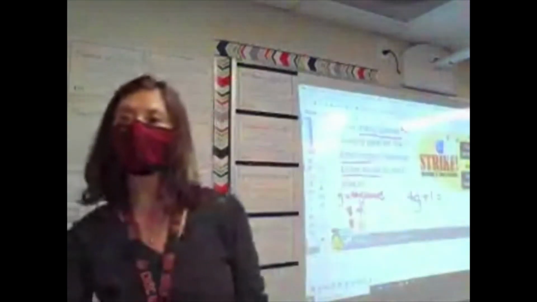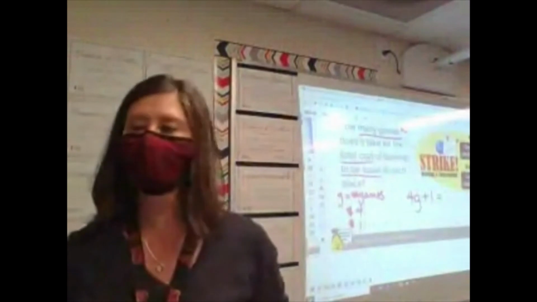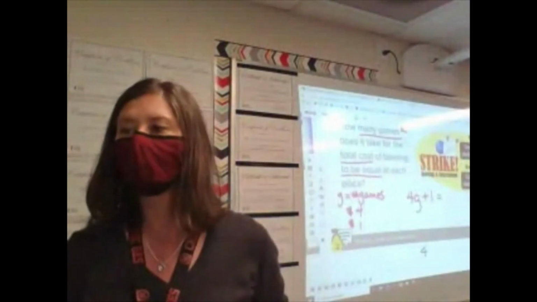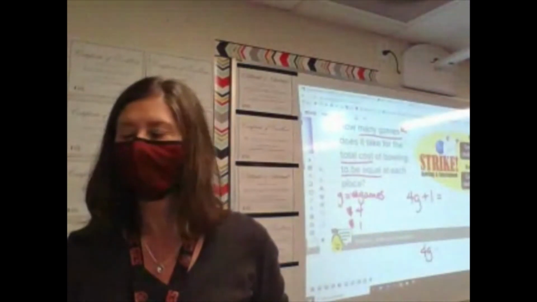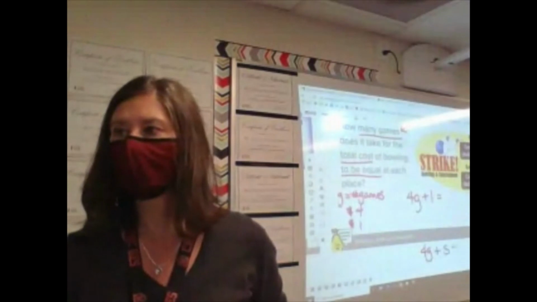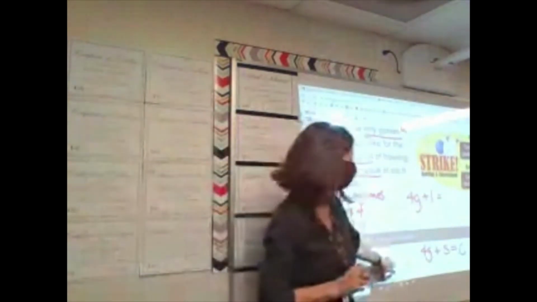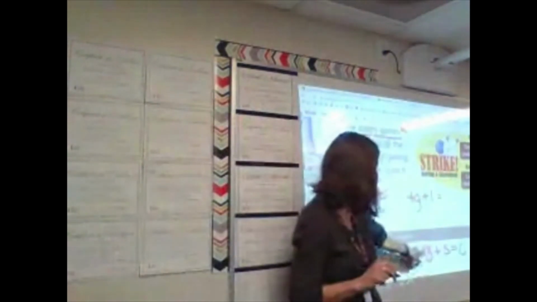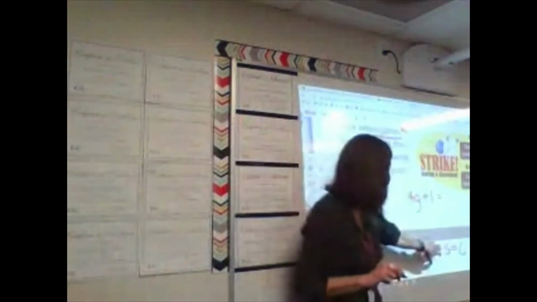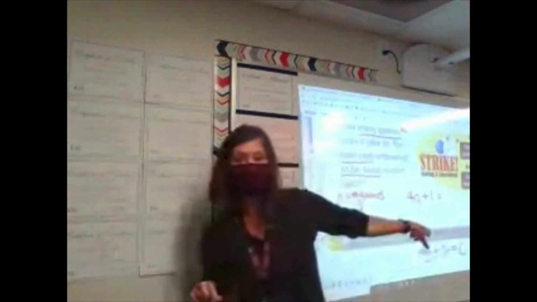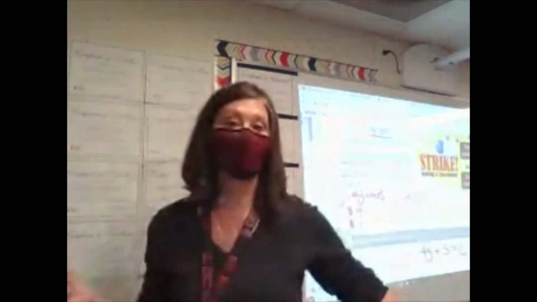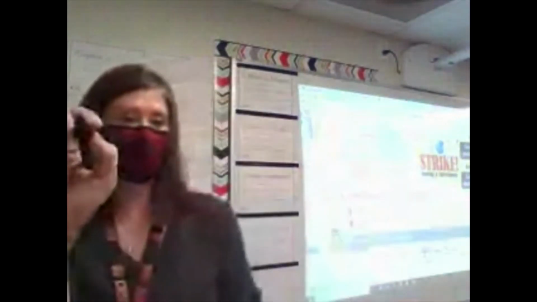Olivia, yeah. Okay, so Olivia wrote an expression up here. So she wrote 4G plus S equals C. Yeah, I think that makes a lot of sense. So we've got $4 times the price of the games plus our shoes is going to equal our total cost. Yeah, absolutely, Olivia. That looks good.